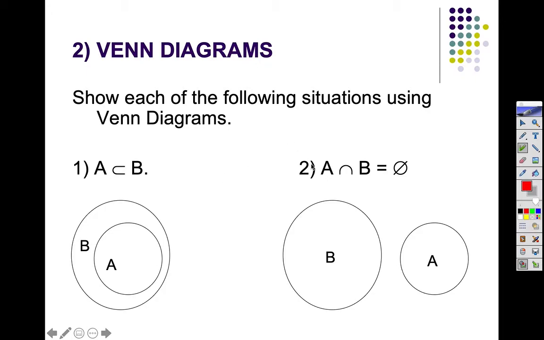The next one, the last one, is that if the intersect, that means overlap, is empty set, right? So that means no overlap. That's just two circles completely untouching. They could be anywhere as long as they have no parts in common, no overlapping. That's called the empty set. And that means overlap is empty, so no overlap. Just another way of showing Venn diagrams a little outside the box.